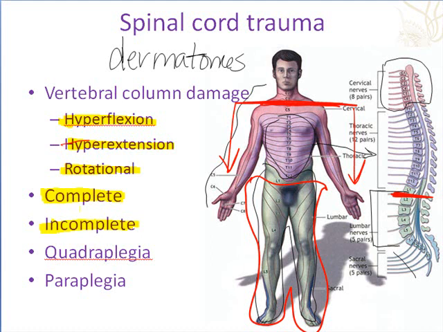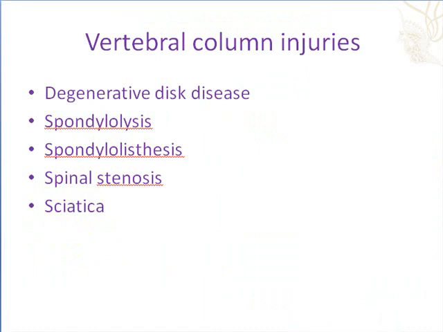If a person loses all ability to control both their arms and both their legs, that's called quadriplegia. If, on the other hand, they have only lost their ability to control their legs, that's paraplegia. And that's really all I'm going to talk about with relationship to spinal cord injuries. Now I want to look at vertebral column injuries.